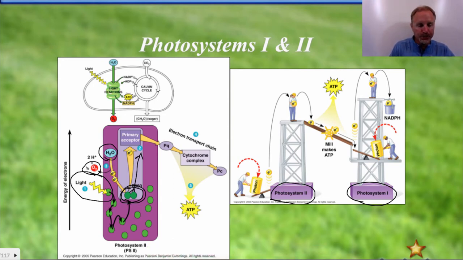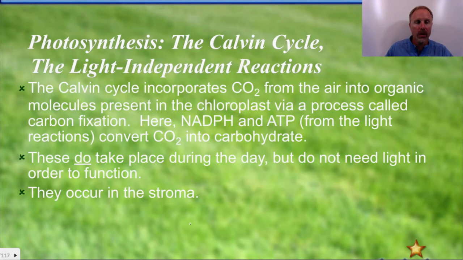So the oxygen gas is given off as the byproduct, and now we have these electrons which are going to be able to flow down this electron transport chain, and when they do, that's what's going to help generate this ATP. Okay, so we're going to go in through all of this here.